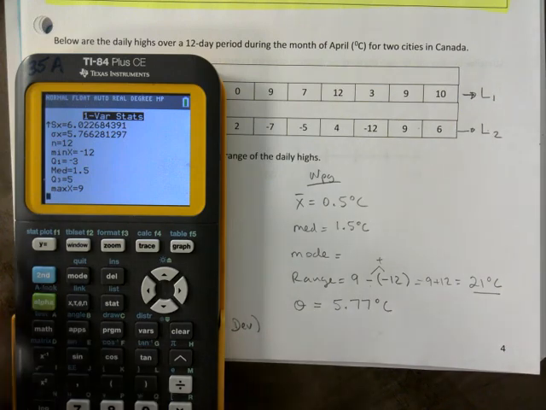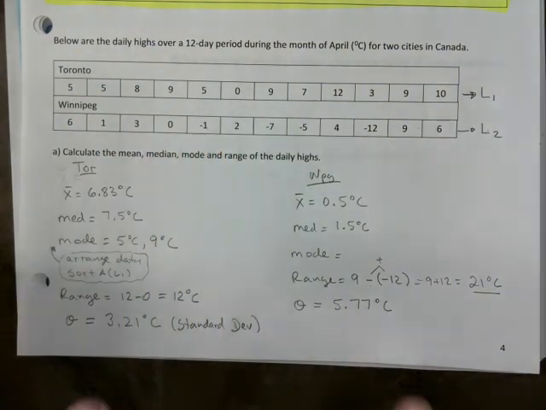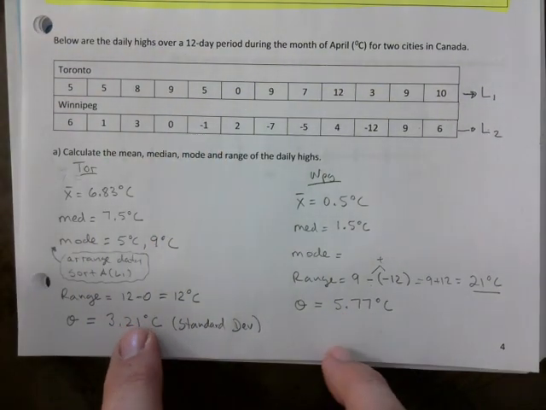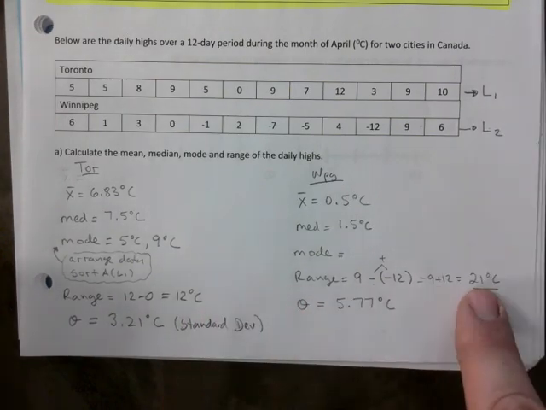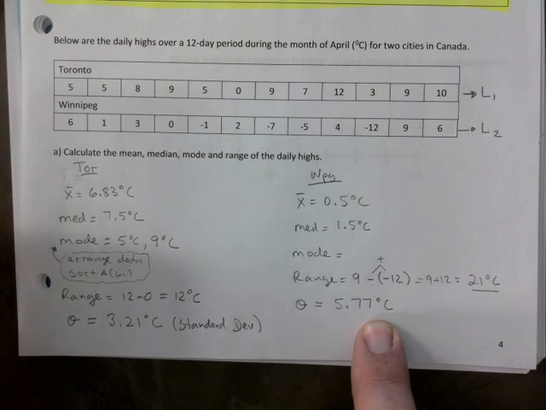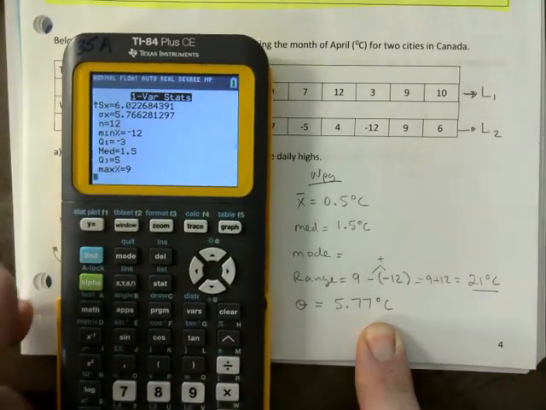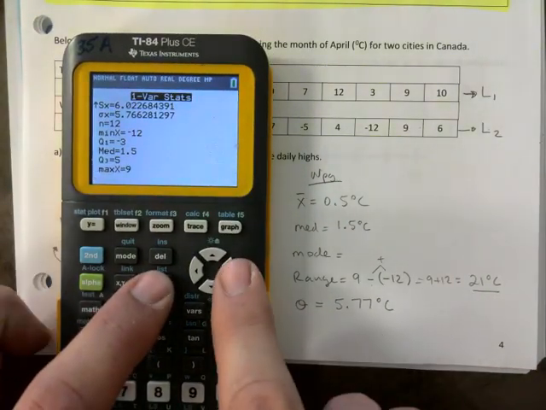5.77 degrees Celsius. Let's compare that to Toronto, right? We did expect this, right? Bigger range, bigger standard deviation, directly related. Let's find our mode now.